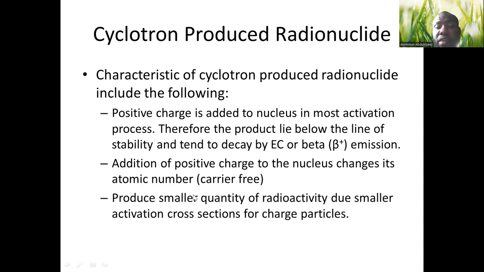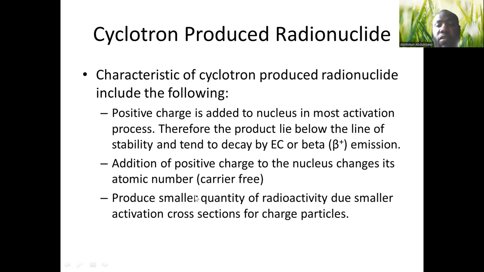So they are carrier-free, meaning they don't contain other impurities. They will contain some for sure, but very minimal. The impurity in cyclotron-produced radionuclides is minimal. So it has less impurity. I mean, those things that are not fluorine 18, understand? So anything that's not fluorine 18, maybe something very close to fluorine 18, then it's what?